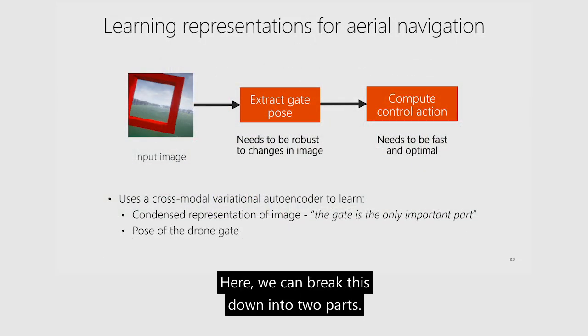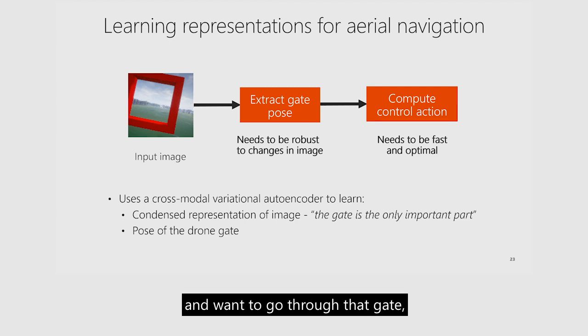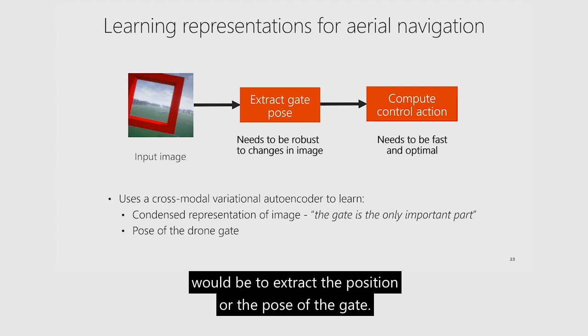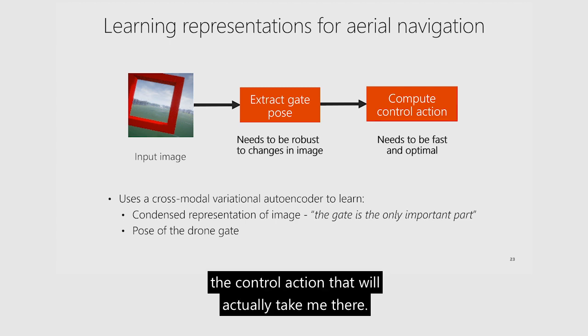Here we can break this down into two parts. For example, if the task is to look at this image, the one shown on the left, there is a red gate over there, and I want to go through that gate, which is the task. The first part would be to extract the position or the pose of the gate. So I need to know where to go. And then I would have to compute the control action that will actually take me there.